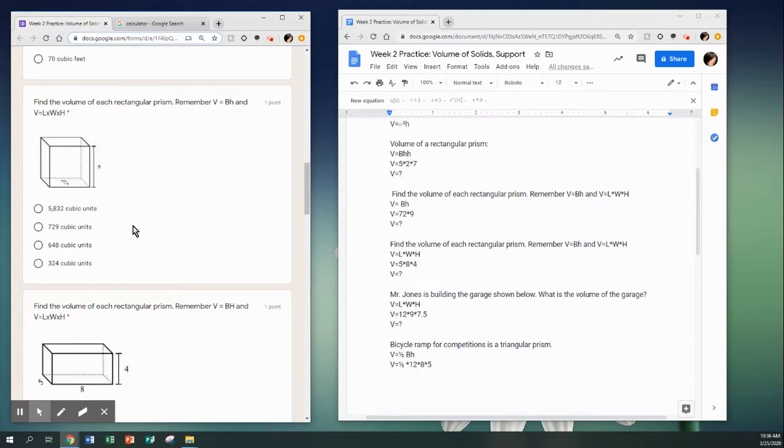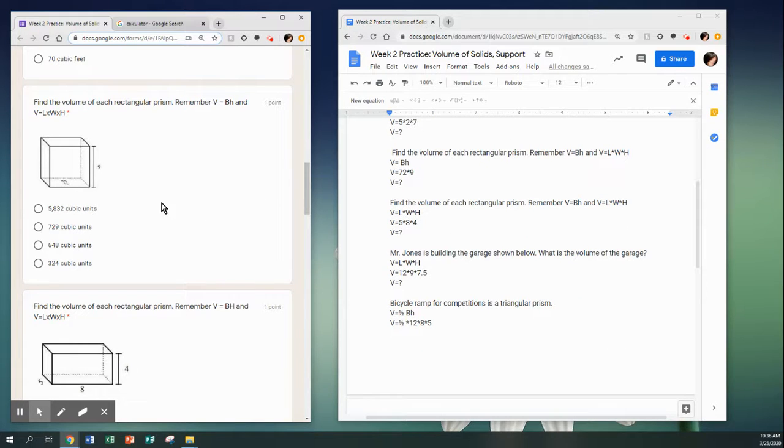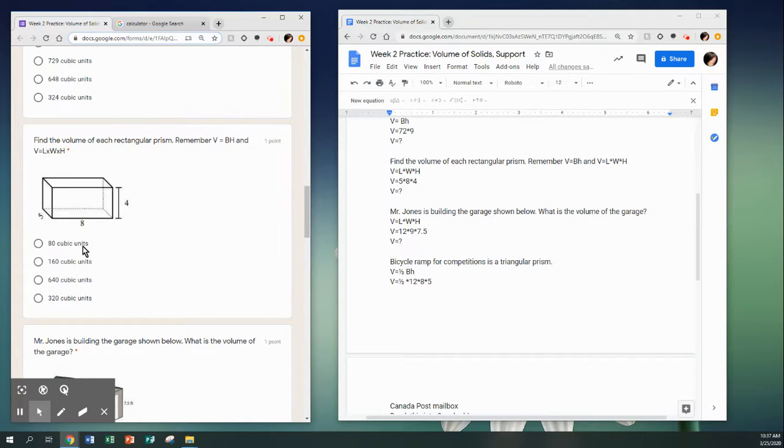For this one, remember volume equals base times height and volume equals length times width times height. So the formula you're going to use for the rectangular prism is actually base times height, which is 72, see in my notes, times 9. 72 times 9 will give you the answer for this problem. Don't forget, you can pause at each one so that you can make your answer choice.